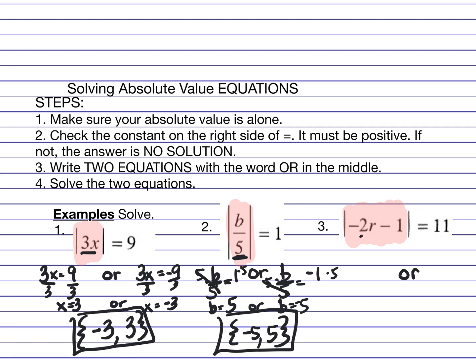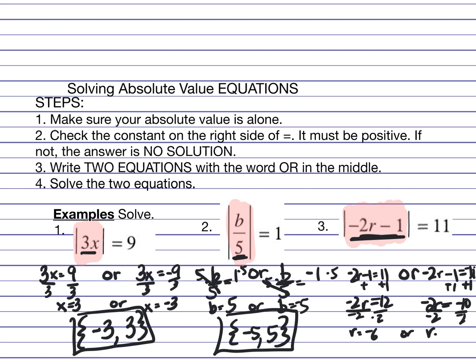So the next one, take what's in the absolute value out. Don't ever change it. Negative 2r minus 1 equals 11. Or take this out again. Don't change it. Negative 2r minus 1 equals negative 11. And then solve both of those. Add 1. Negative 2r equals 12. Divide by negative 2. R equals negative 6. Or add 1. Negative 2r equals negative 10. Divide by negative 2. R equals positive 5. So my two solutions are negative 6, positive 5.